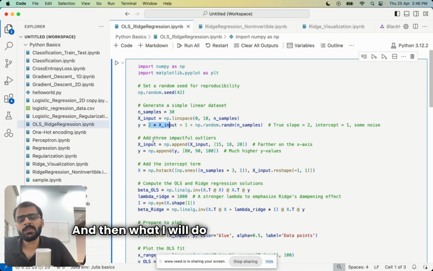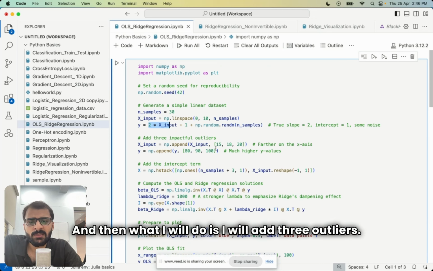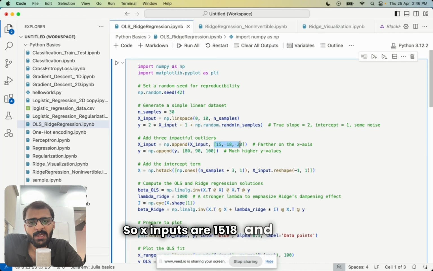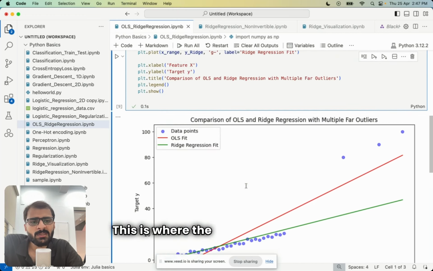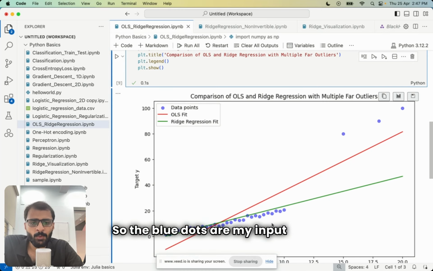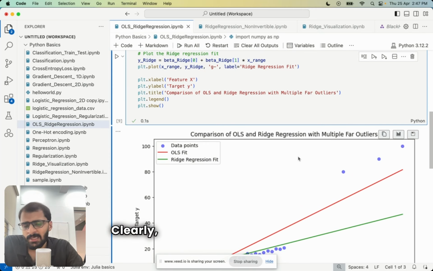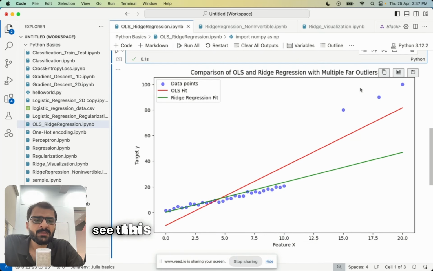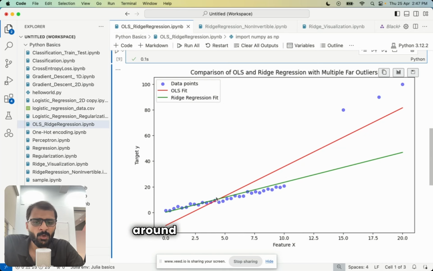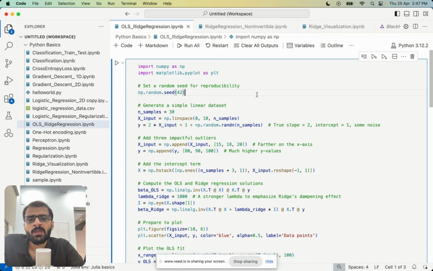And then what I will do is I will add 3 outliers. So here you can see I've added 3 outliers. X inputs are 15, 18 and 20. And their Y inputs are 80, 90 and 100. This is where the 3 outliers are. See, 1, 2 and 3. So the blue dots are my input data. Clearly, when you plot this, you will see that this is noise, right? Most of the input data is focused around the Y equal to 2X line. But these 3 are the noise points. They are the outlier points.